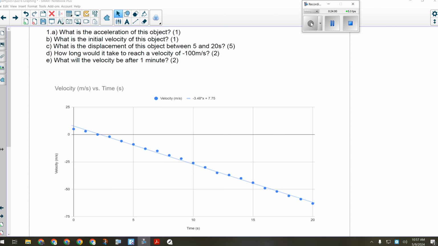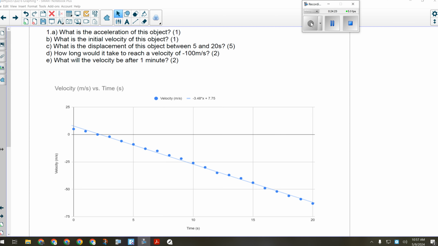Oh, is it velocity? Velocity versus time graph. If it was position, you're totally right. Minus 3.48 meters per second squared. Okay, it's the slope of the line, because this is a velocity time graph, and it is clearly showing us an object that is changing its velocity at a uniform rate. Okay, what's the initial velocity of this object?